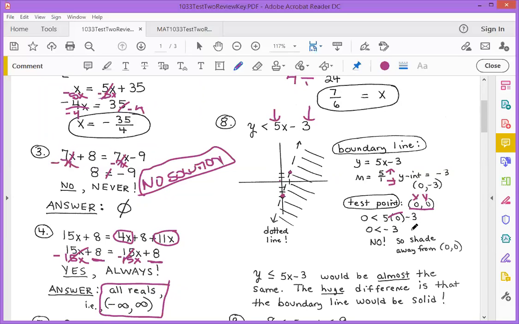So is this a true statement? Is 0 less than negative 3? No, that's not true. 0 is not less than negative 3. So we won't shade on the side that has (0, 0). We'll shade on the opposite side. Also, we connected those 2 points with a dashed line because our symbol was less than.